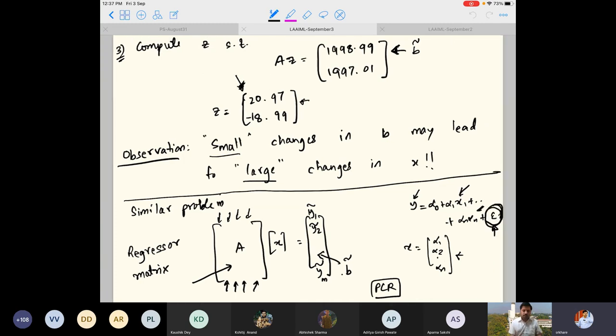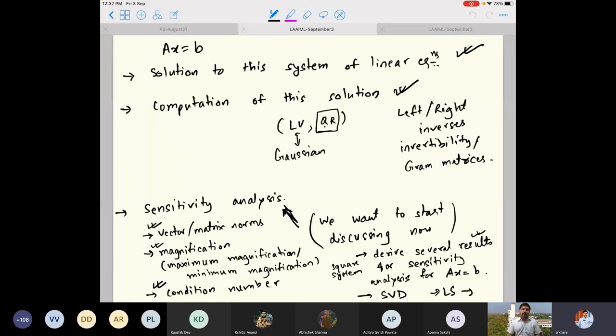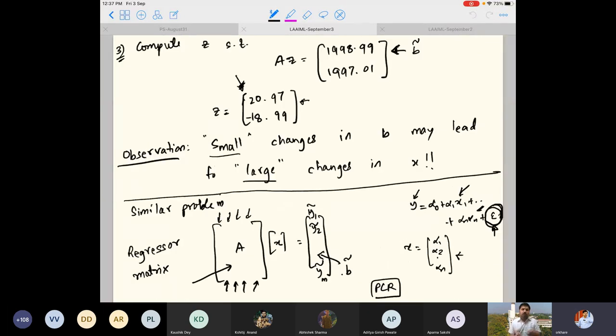Okay. So where are we going to start in sensitivity analysis? As I said, in sensitivity analysis, we are going to start with vector and matrix norms. And why are we going to start with vector and matrix norms? Is that I am talking of things like small changes, large changes. So these small changes, large changes, somehow I have to quantify. And that quantification will come through norms. So that is why I need vector norms and matrix norms to start with. Okay. So that's what we will start.